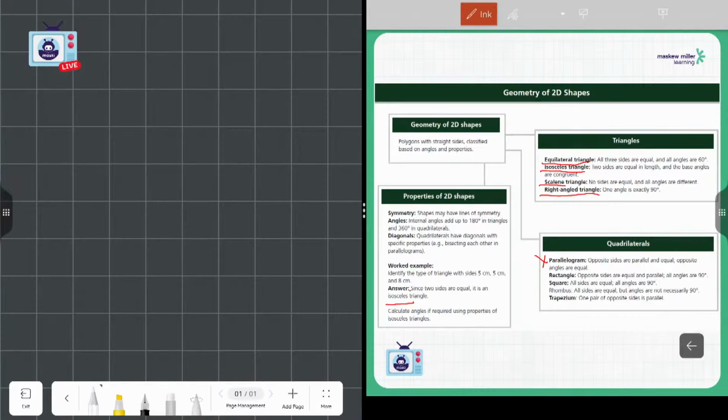Then we have quadrilaterals. I know you know about the square and the rectangle, so now you are learning about their properties, because with the square we know that all sides are equal and all angles are equal to 90 degrees. Please bear that in mind. Then we have the rectangle, and with the rectangle, we have opposite sides that are equal.